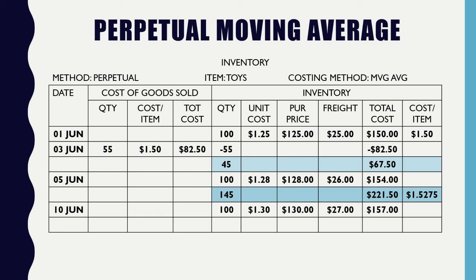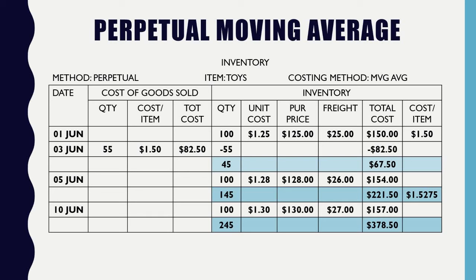But I do not solve for my cost per item here. I have to add up all the goods I have available. So right now I have 245 units because I started out with 145 plus 100 is going to give me 245. And my new total cost is $378.50. And what do I need to do now?